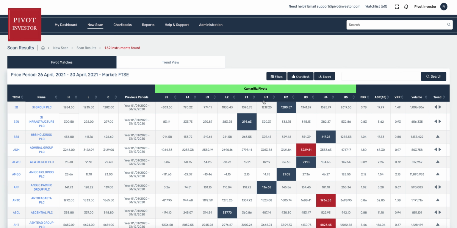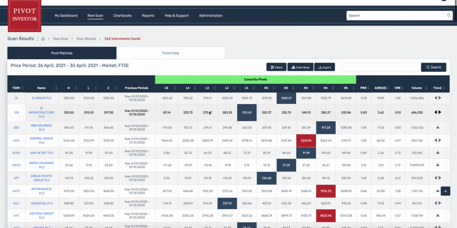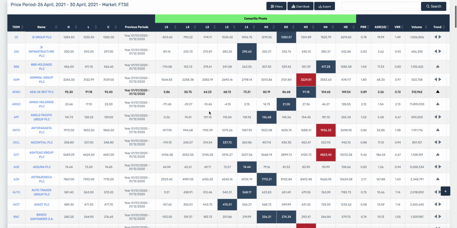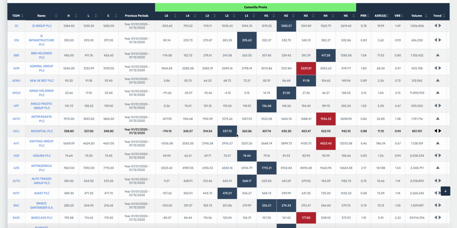So there's a number of levels on the Camarilla pivots. I'm going to focus today on the L3 pivot level. So as I mentioned, it's a good area of support. So these blue and red boxes: the blue box indicates that price crossed the pivot level and subsequently closed above it, whereas the red box indicates that the price crossed the pivot level but failed to close above, but rather closed below it, so potentially a bearish indicator there.